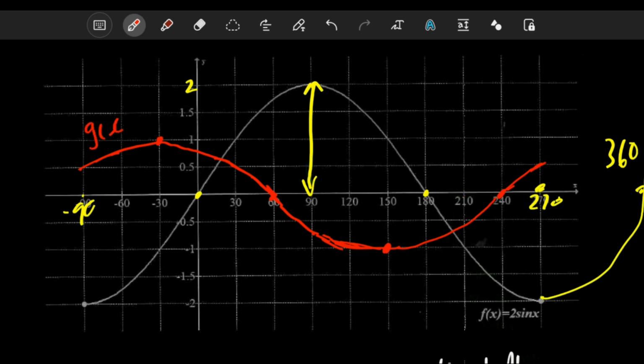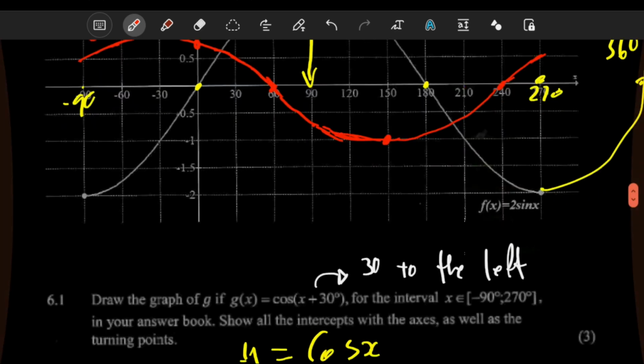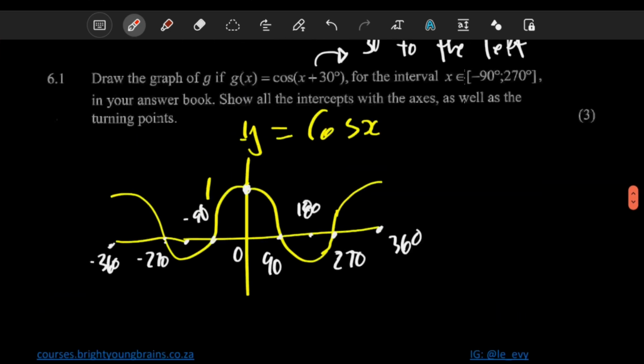They say we should show all intercepts with the x-axis. So this point we have there. We don't know what this value is actually, but what did they say? They said here, show all intercepts with the axis as well as the turning point.